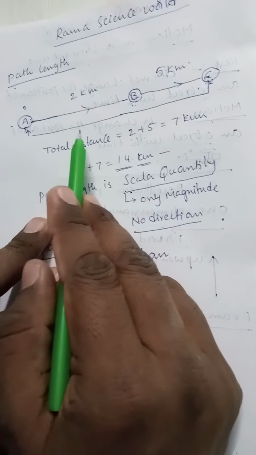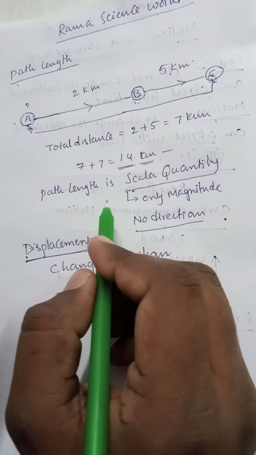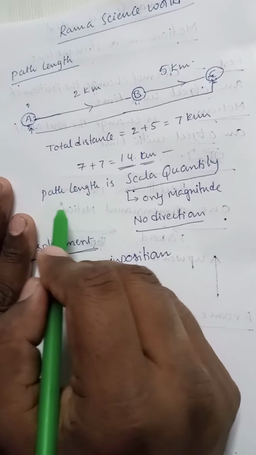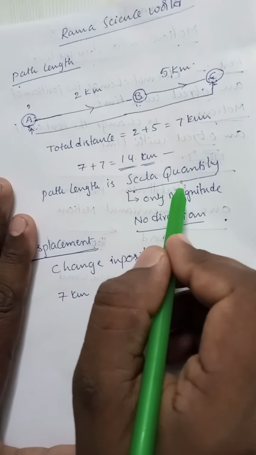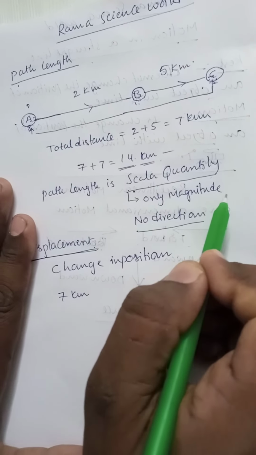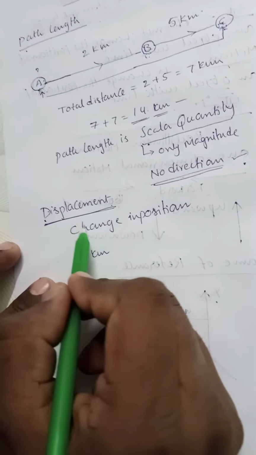Here there is no need to mention any direction. Only the quantity is mentioned. So that is why path length is a scalar quantity. Scalar quantity means only the magnitude is mentioned, no direction. That is called a scalar quantity. So let's now discuss displacement.